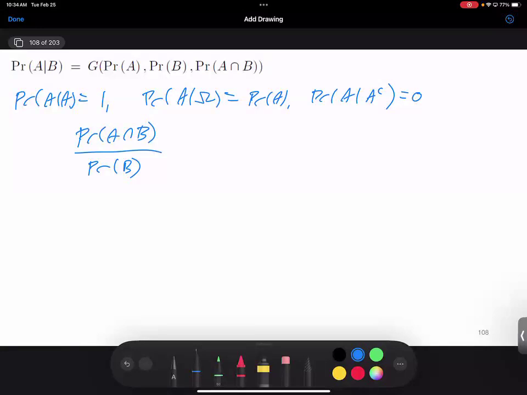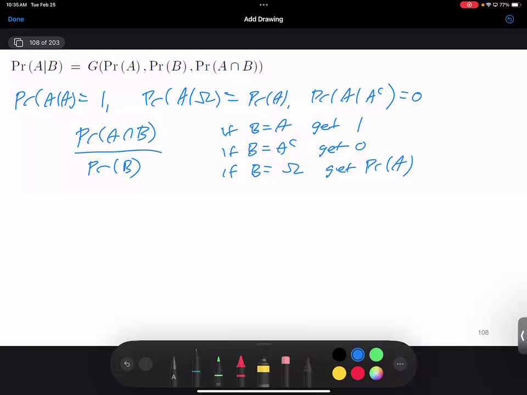So it seems like this is very reasonable for conditional probability. Notice, if B equals A, we get 1. If B equals A complement, we get 0. If B equals omega, we get the probability of A. This passes all of the conditions you want. There's only one concern you should have. What if the probability of B is 0?